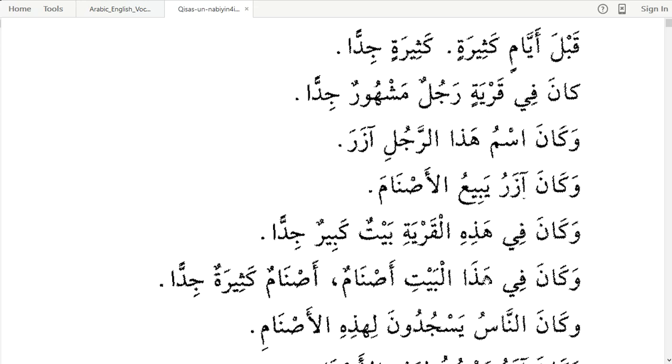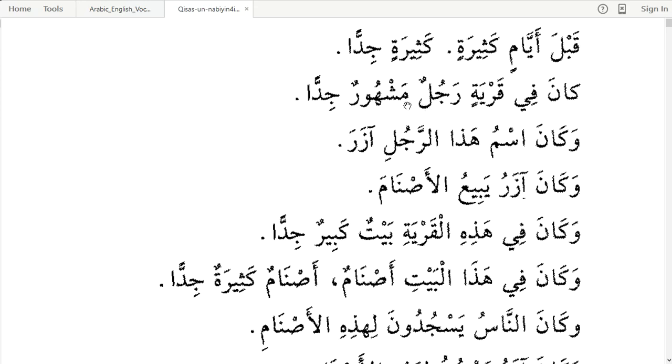So over here the meaning of kana is was. So it tells you that it's from the past tense. There was a town or something like that. So fi qaryatin would be the khabar of kana, and it's coming muqaddam, before the ism of kana. The ism of kana would be rajulun mashhurun jiddan. So rajulun would be the ism of kana, and the sign of it would be the dhamma at the top of the lam, and that tells us it's marfu'. So the ism of kana is marfu', and the khabar of kana is always mansub.